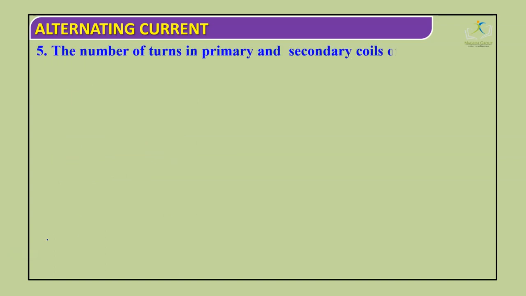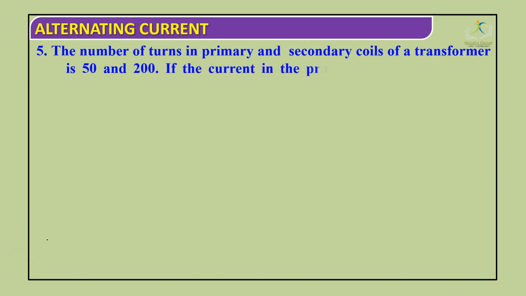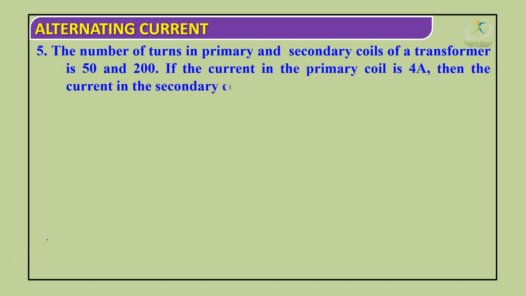Now, the fifth question is, the number of turns in the primary and secondary coil of a transformer is 50 and 200. As you can see over there, the primary number of turns is 50 and the secondary is 200. If the number of turns in the primary is less than the secondary, this is a step up transformer.